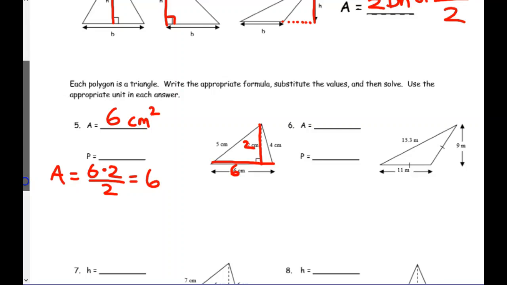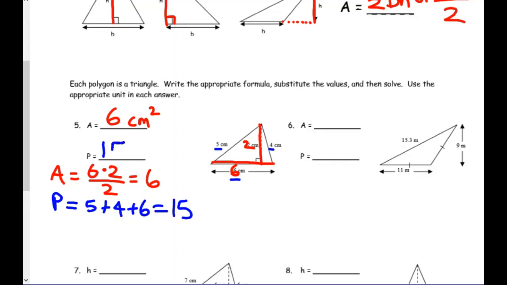What about perimeter? So notice, I have all three sides. When you do perimeter, ignore the height. For perimeter, you're going to use this, this, and this on the outside, not the inside. Three sides, right? So for perimeter, 5 plus 4 plus 6 is 15. 15 centimeters. You're just adding up the sides for perimeter. Okay?